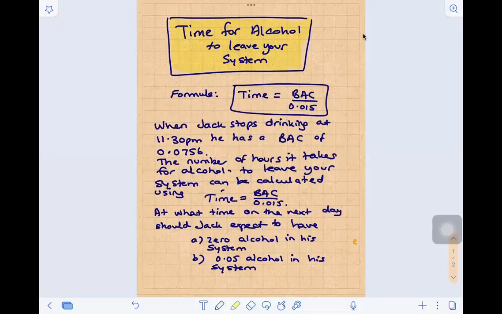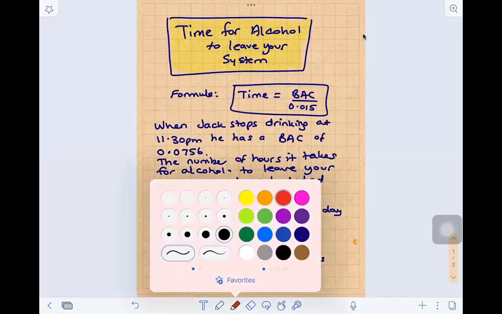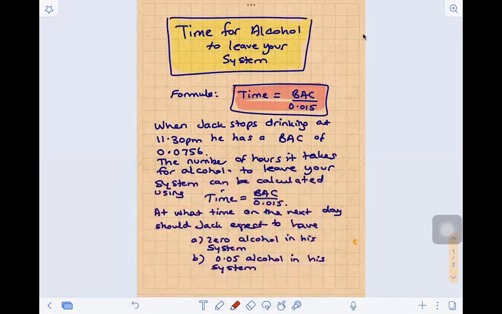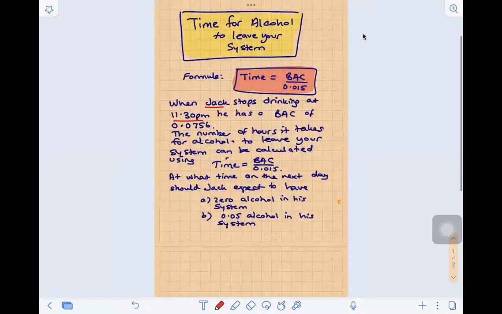Okay, we're just going to look at how long it takes for alcohol to leave your system. Okay, so Jack stops drinking at 11:30 p.m. He has a blood alcohol content of 0.0756. The number of hours it takes for alcohol to leave the system can be calculated using this formula.